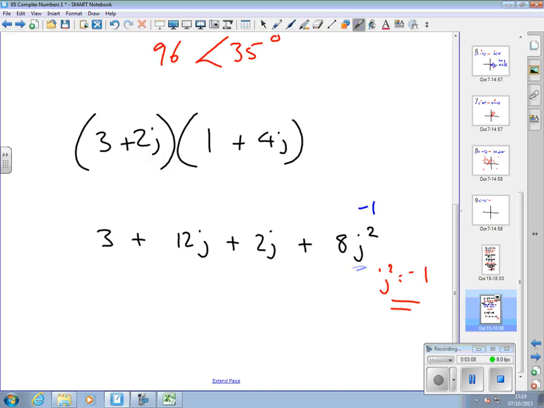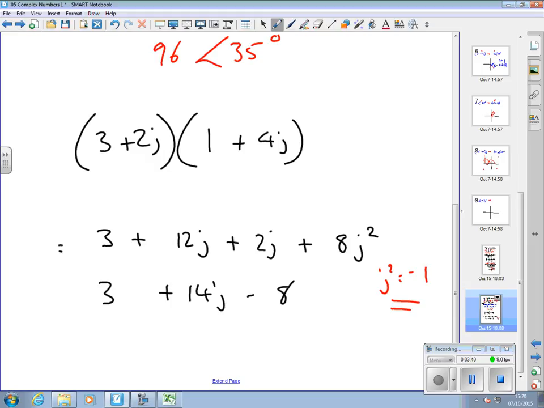So effectively it changes the sign to a minus sign. If this was minus 8, minus 1 times minus 8 would make it positive. So effectively it switches the sign here. The j squared disappears, and that becomes negative 8. And that's something that always happens. So this becomes 3. I can combine together the 12j and the 2j to get 14j, minus 8.